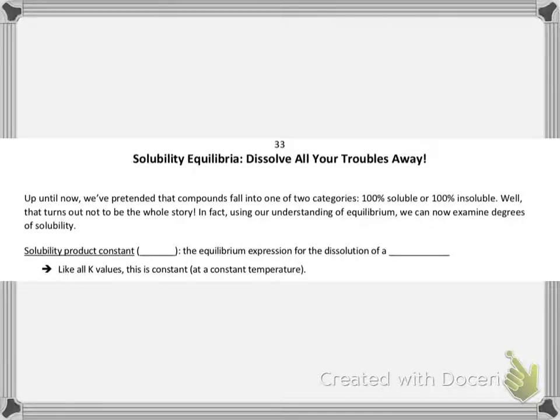And so we can use our knowledge of equilibrium to examine what's called the solubility product constant, or the equilibrium constant expression for solubility. It's represented as KSP. And so this is simply writing out your K expression for dissolving a salt or a solid. And of course, like all K values, this is going to be a constant when you're at a constant temperature. So let's take a look at KSP.